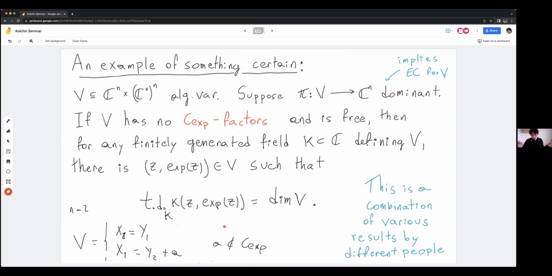Then there is this work of Brownawell and Masser that says that these kinds of varieties have points in the graph of exponentiation. And because this a here is not in Cx, this V does not have Cx factors. What I mean is that V is not definable over this field in this case. So this variety now has generic points of this form for any K.